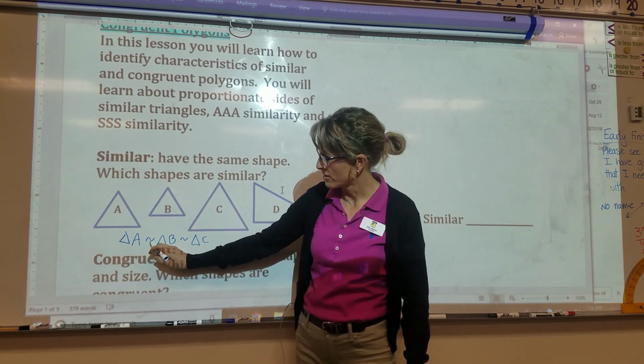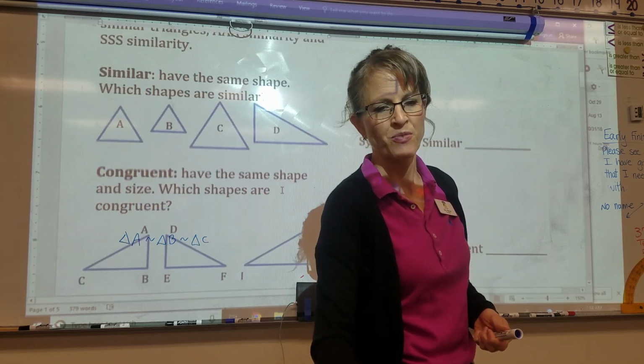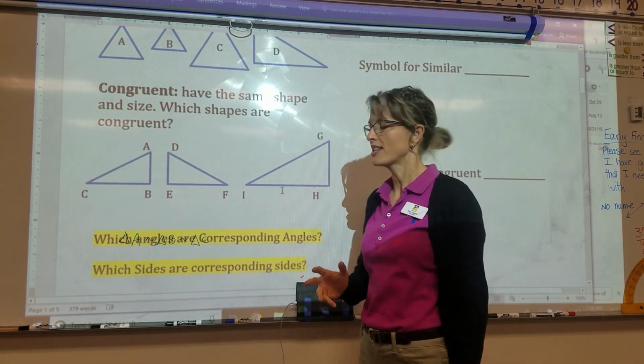The squiggle, that little wave right there, means similar. That's the sign we use in math. If shapes are congruent, it means they have the same size and the same shape.